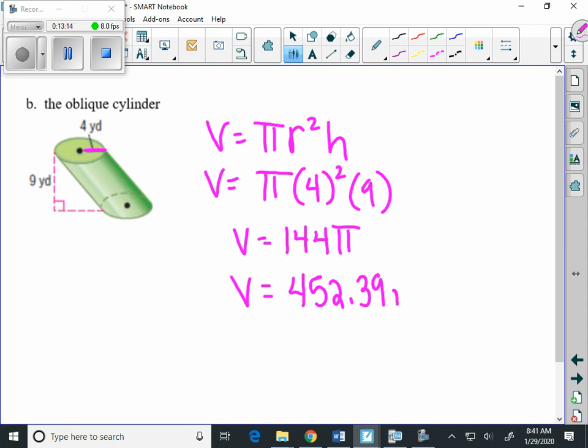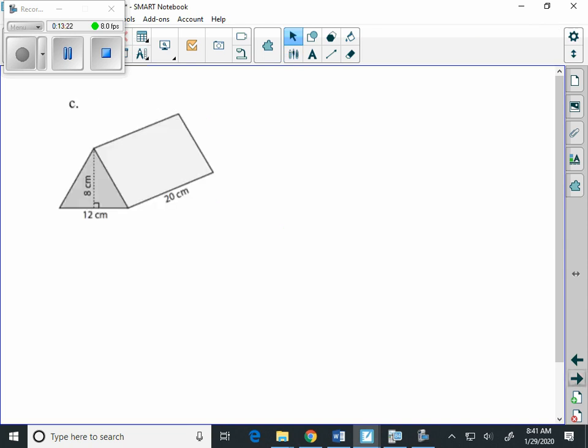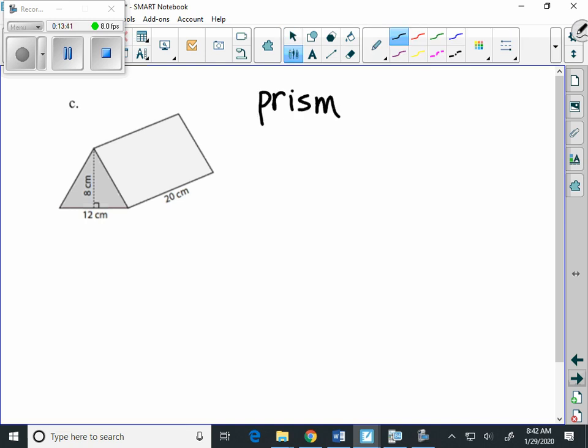And again, cubic units for volume. Letter C. Again, the two types that we're talking about today are prisms or cylinders. The fact that we don't have a circle in this one means that, once again, we're dealing with a prism. And the formula for a prism on our paper says general form, big B times H, area of the base. And we need to identify the base.